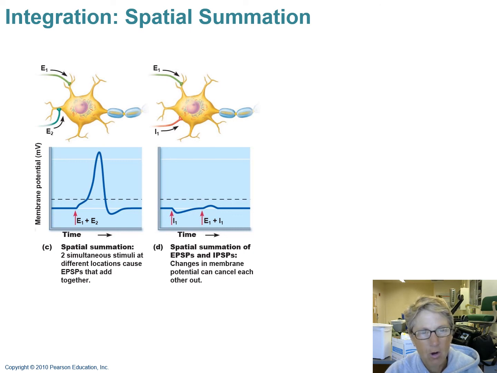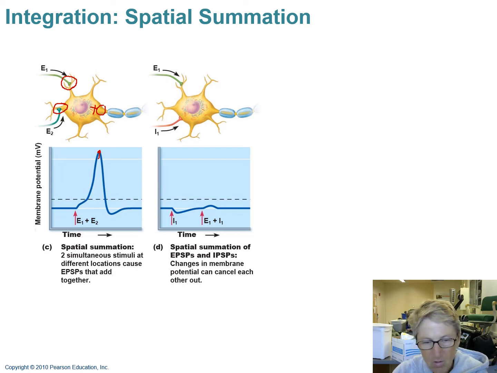Okay, and then this cartoon just shows spatial summation, 2 simultaneous stimuli at different locations cause EPSPs that add together. So, and that's with this cartoon. So you have, here's a stimulus, so the neurotransmitter, basically. It's happening at the same time, so it's going to cause enough positive charges to get over here to the axon hillock, and you'll fire an action potential.